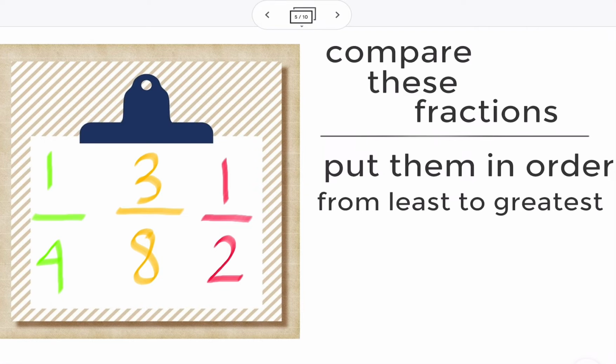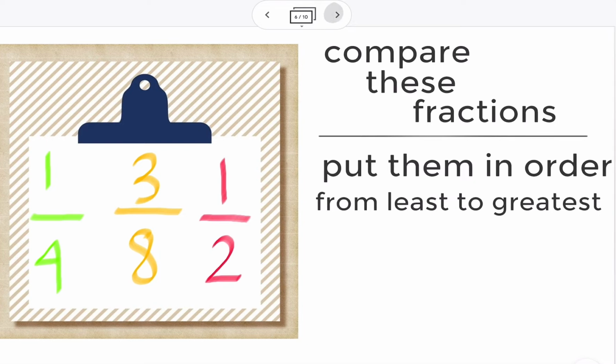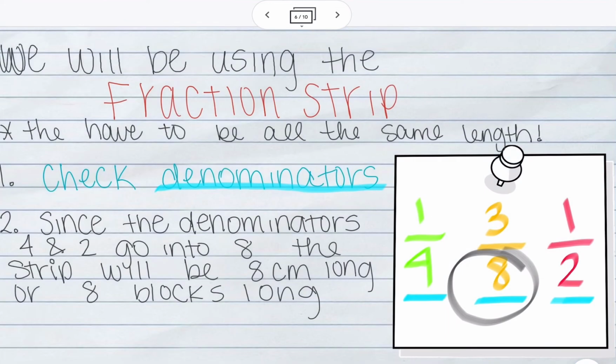So these are the fractions that we are going to be comparing. So we are going to compare 1/4, 3/8, and 1/2, and we want to put them in the order of least to greatest. So how do we know? Do we think 1/2 is going to be least, or do we think 1/2 is going to be greatest? We don't know, so let's figure it out. We will be using the fraction strips.